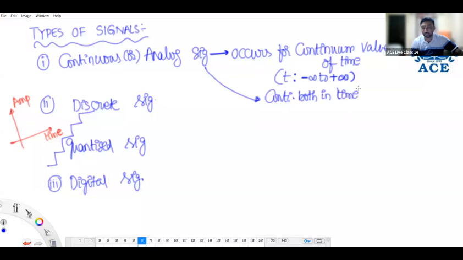a signal which is continuous both in time and amplitude, because we have to speak with y-axis and x-axis. A signal which is continuous both in time and amplitude is called a continuous signal. Its time is continuous, and with respect to amplitude it is also continuous.